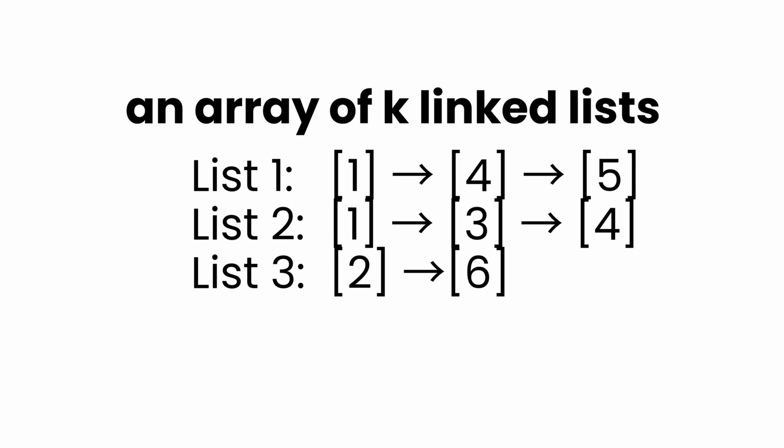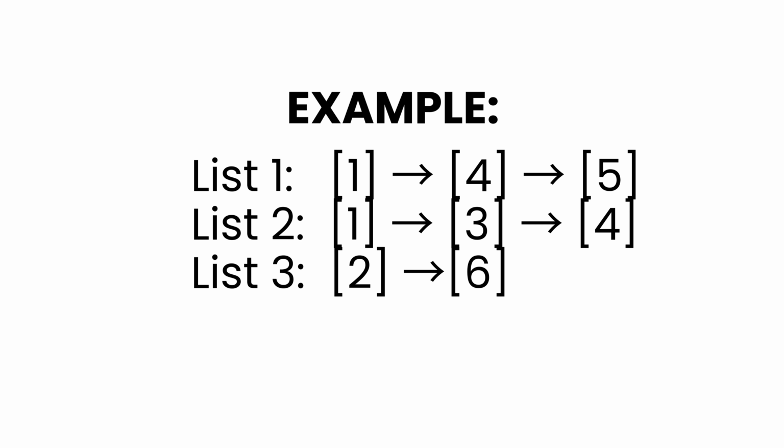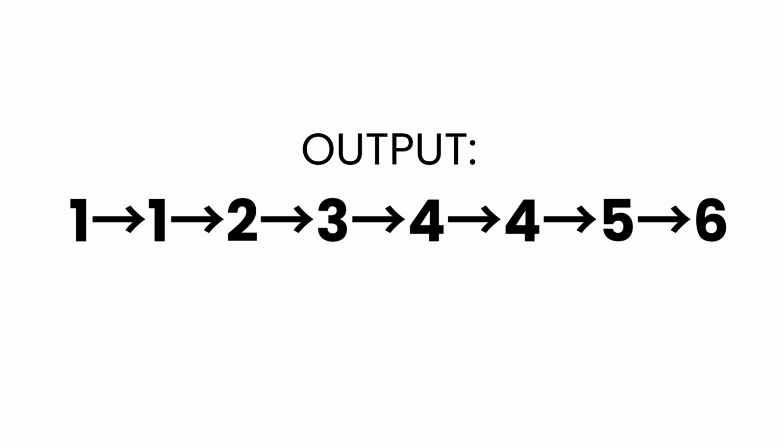Let's break it down. Given an array of k linked lists, each sorted in ascending order, merge them all into one sorted linked list and return its head. Example: input [1,4,5], [1,3,4], [2,6]. Output: 1, 1, 2, 3, 4, 4, 5, 6.